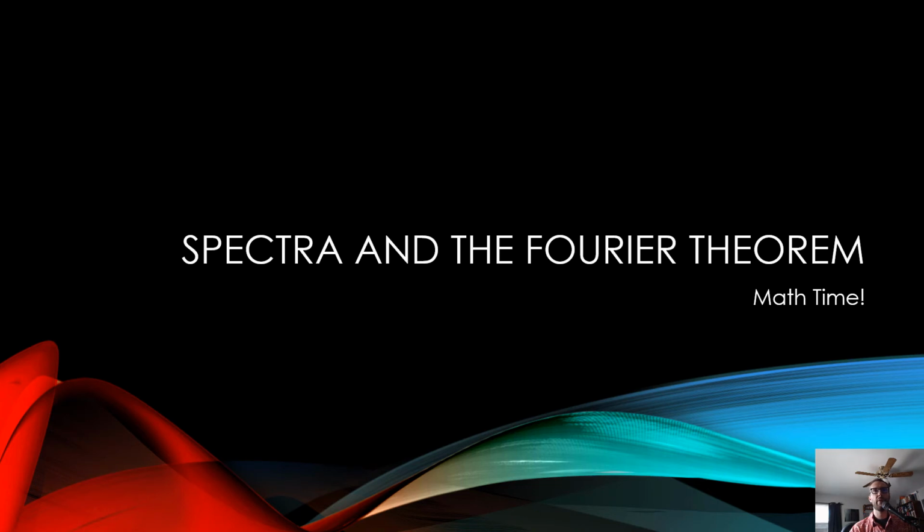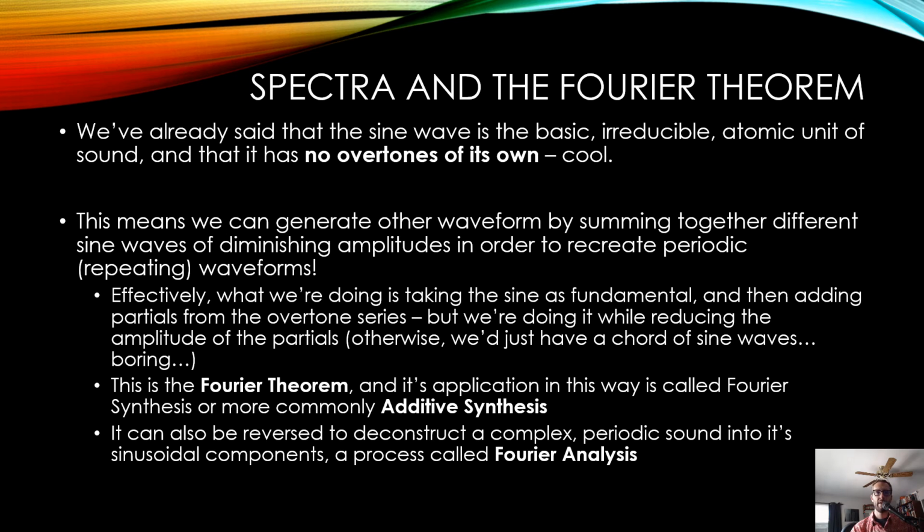So let's get into the spectra and the Fourier theorem. This is time for some math, but I will promise to make this as painless as possible. So we've already said that the sine wave is the basic, irreducible atomic unit of sound. It has no overtones of its own. Nothing can be reduced further. You have no subsine wave of any type. Cool.